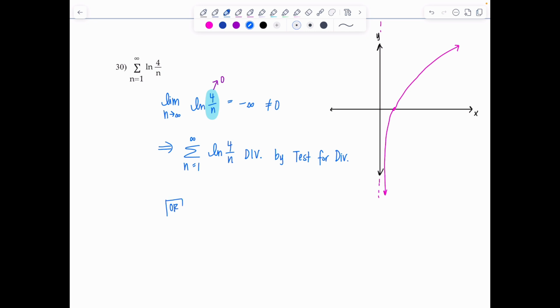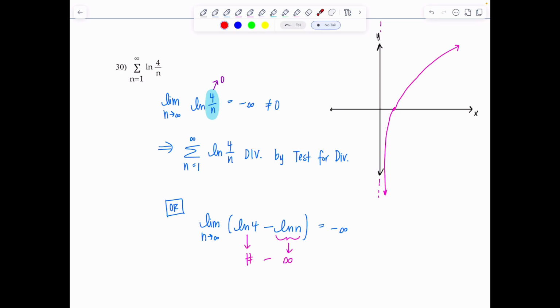You're taking the limit as n goes to infinity. I'm going to use my log properties and rewrite this as natural log of 4 minus natural log of n. Maybe this way it's a little easier for you. You go, oh, if n's going to infinity, natural log of n's going to infinity. ln of 4 is just some number minus infinity, that goes to negative infinity. That's another way of getting that limit.